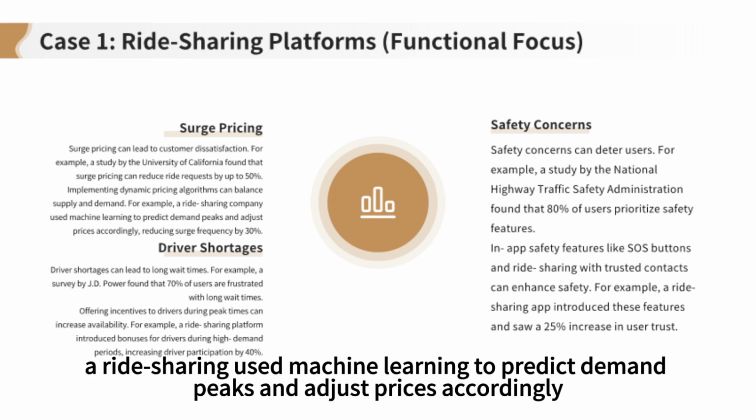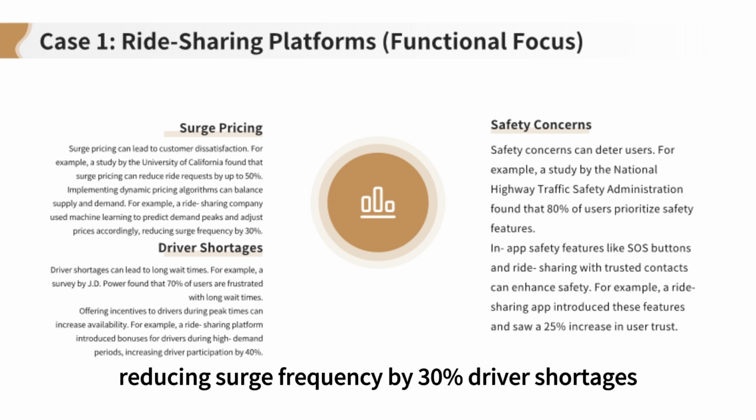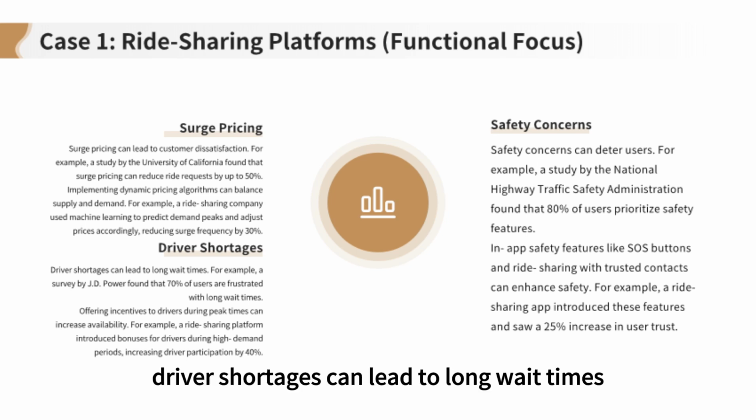For example, a ride-sharing company used machine learning to predict demand peaks and adjust prices accordingly, reducing surge frequency by 30%. Driver shortages. Driver shortages can lead to long wait times.